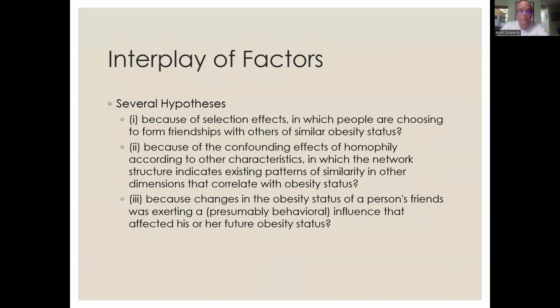So what are the reasons that you might get people with like body types hanging out with one another? Selection effects, in which people are choosing to form friendships with others of similar obesity status. Could it be because of the confounding effects of homophily according to other characteristics, in which the network structure indicates existing patterns of similarity in dimensions that correlate with obesity status? Or because changes in the obesity status of the person's friends was an existing, presumably behavioral influence that affected his or her obesity status. And basically, which ones of these ended up being true?